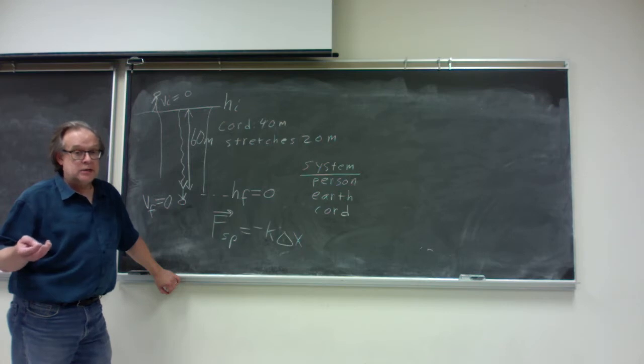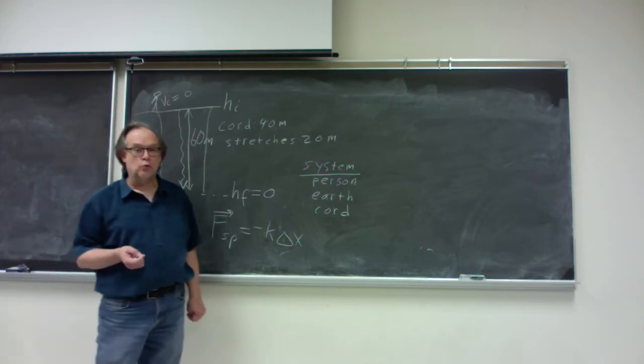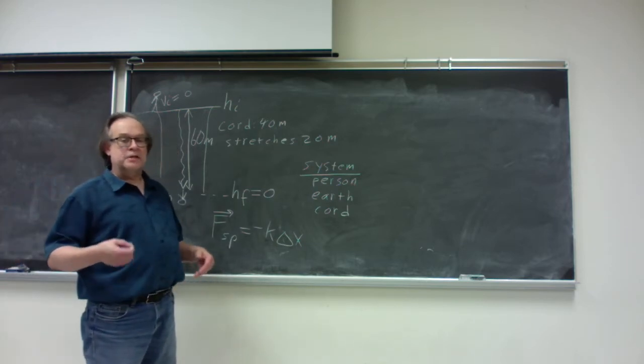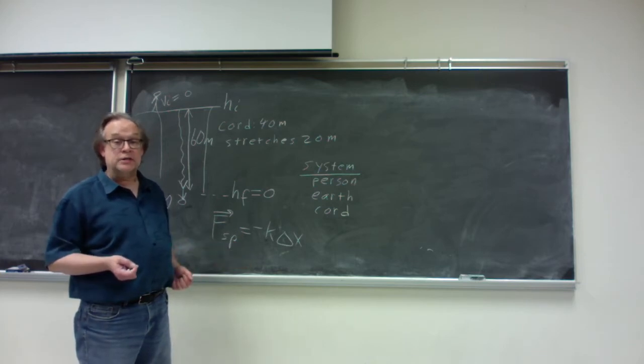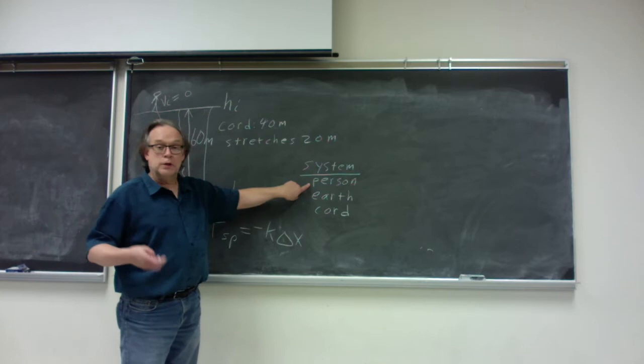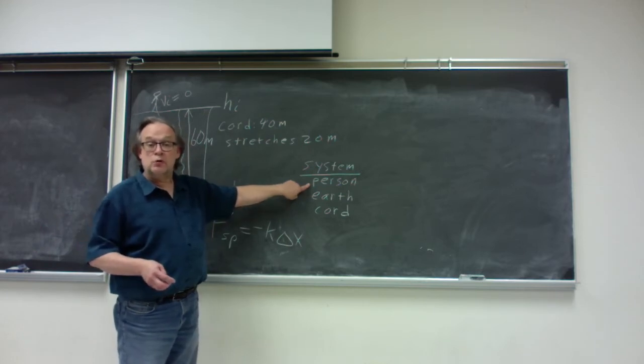First, we ask, since energy is a property of a system, what's in the system? What ought to be in the system? And remember, we have 4 rules for that. Things that are moving have kinetic energy, so that has to be included in the system. So the person is moving, we have to include the person in the system.